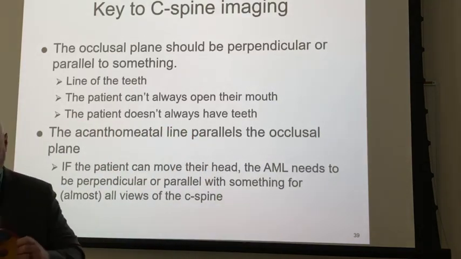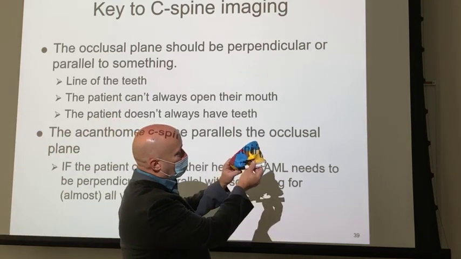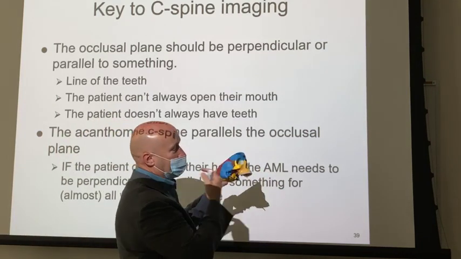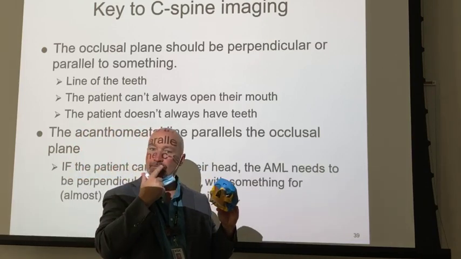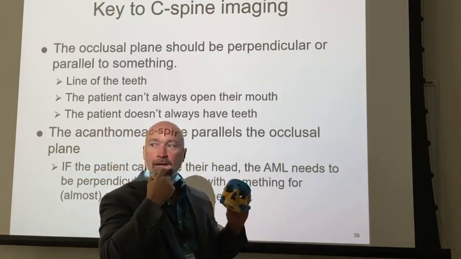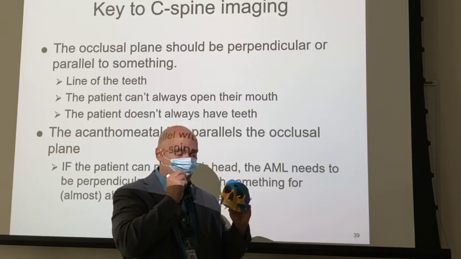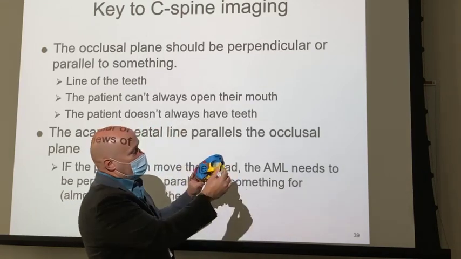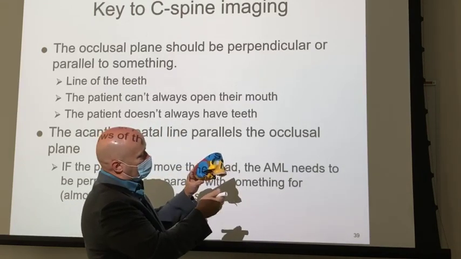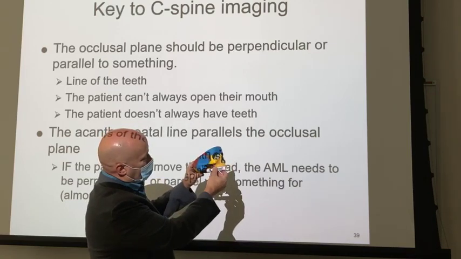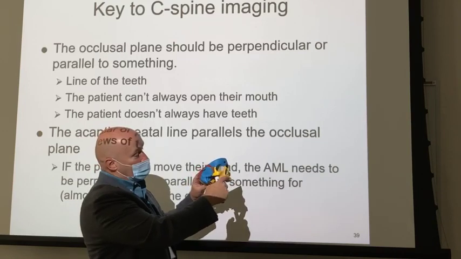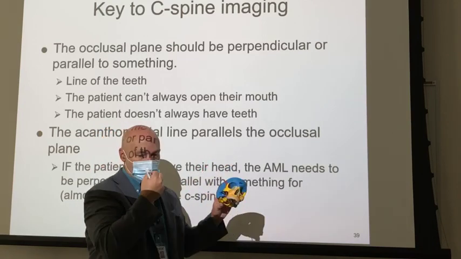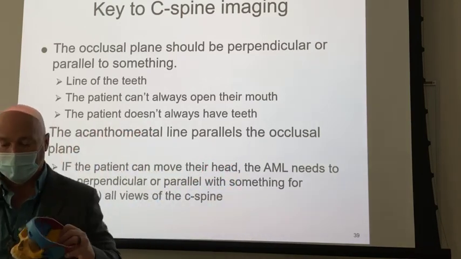So a line that parallels that line would be a line that goes from the acanthion, which is right where your nose attaches to your face, right there at the bottom of your nose, is what we call the acanthion. And it goes out to the external auditory meatus. So that line and that line are parallel lines, okay? You can always see this line. You can always see where the patient's ear hole is, right?